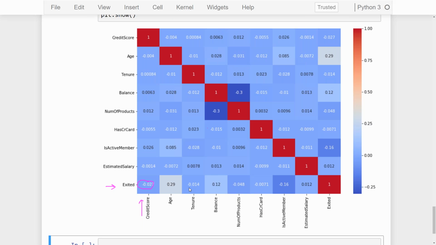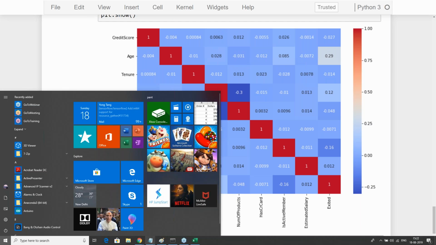Balance, higher than plus 0.1, impacting feature. Number of products, 0.048, closer to 0, not impacting. Has credit card, closer to 0, not impacting. Is active member, not closer to 0, it is far away from 0, impacting feature. Salary, not impacting feature, like that. So this is how we can look at the correlation value and make some sense out of it, whether it is an impacting or not impacting feature, by using the logic that we have seen here.